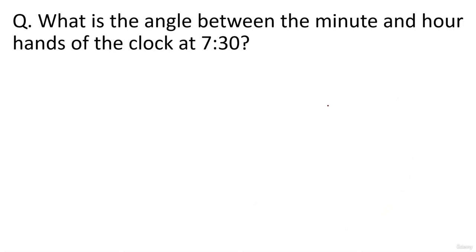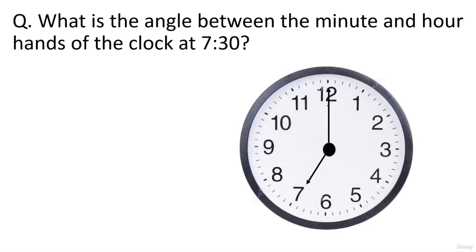What is the angle between the minute and the hour hands of the clock at 7:30? Now it is quite different than what we have been solving till now. In the previous questions, we had the idea of the angle, but we basically had to find the time. Here the time is given. We have to find the angle. Okay, it's very simple. Consider the time 7 o'clock right now. Now, from 7 o'clock, what exactly happens?